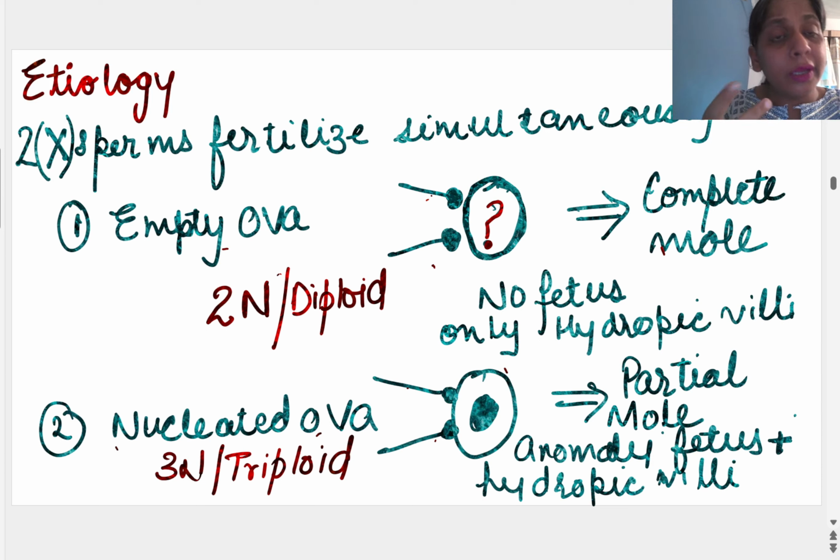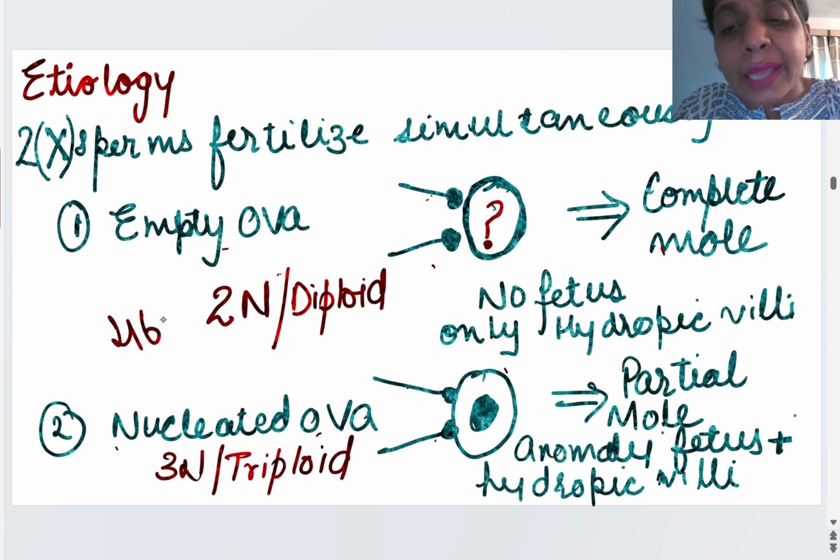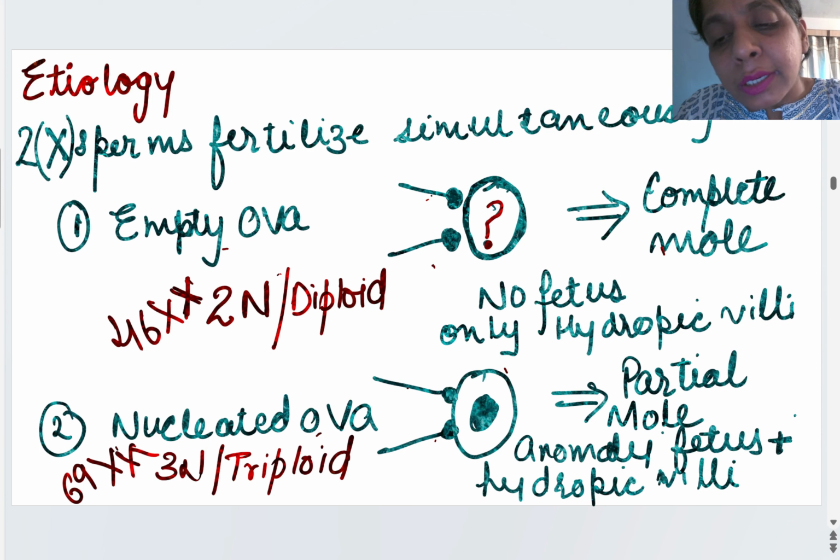It will be triploid: mother nucleus and two sperm nuclei. So partial mole means mother nucleus is there, two sperms, three nuclei, triploid, and partial mole has both maternal and paternal genotype. And what will it be? It will be 46XX. The more X chromosomes there are, the more the chances of molar pregnancy. So this partial mole will be 69 triple X.